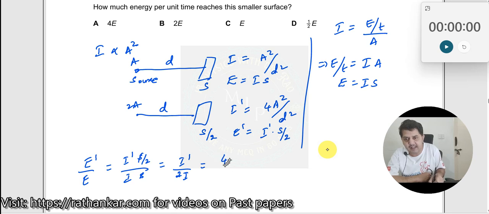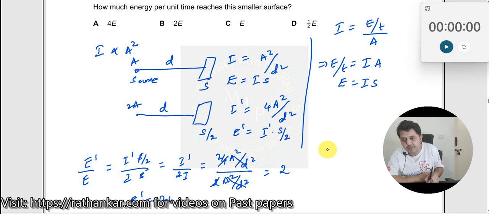Now for I dash we will substitute. What is the I dash here? 4A squared by D squared. And for I we will substitute, I'll write this as 2 times I. What is the I here? A squared by D squared. This goes away. 2 ones are, 2 twos come over here. So E dash should be equal to 2 times E.